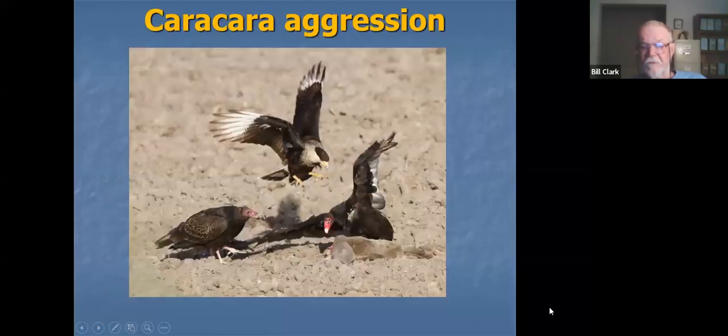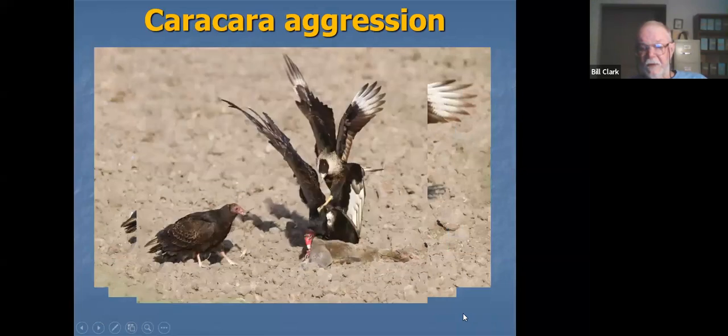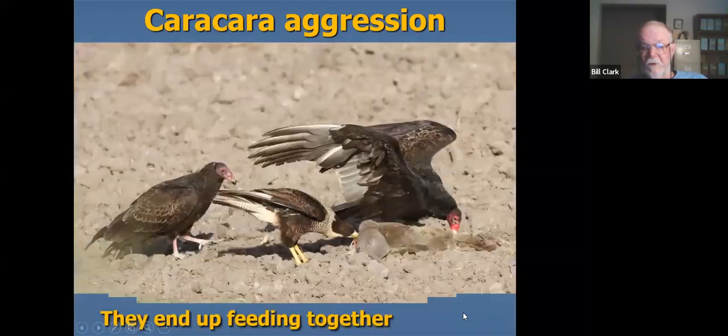Now this is a sequence where this is a dead animal, and this turkey vulture is eating, and this caracara wants to eat first. So he jumps on the back of the turkey vulture, and he keeps jumping on the back, and the turkey vulture kind of tosses him off because he's real hungry, and this is probably not the usual. And then they both decide to feed together. And this is a younger bird with a dark beak, and so he waits for his turn.